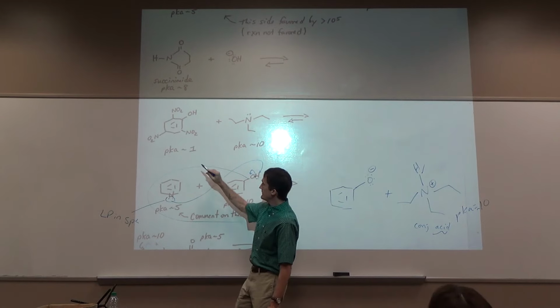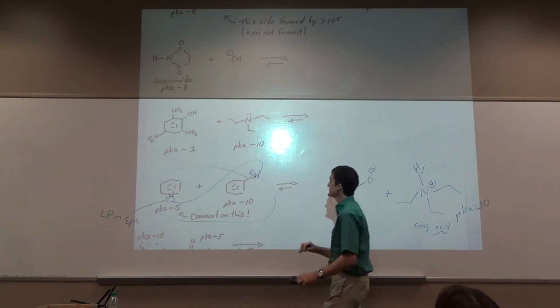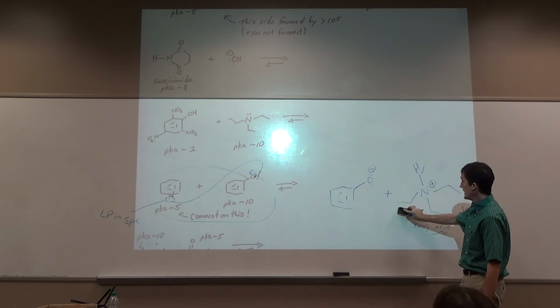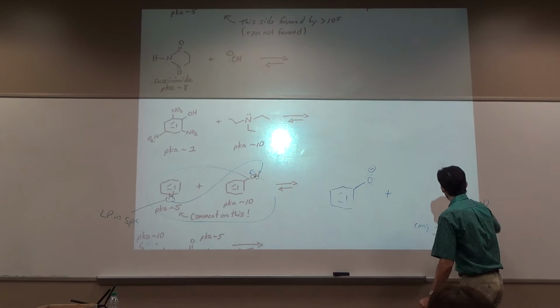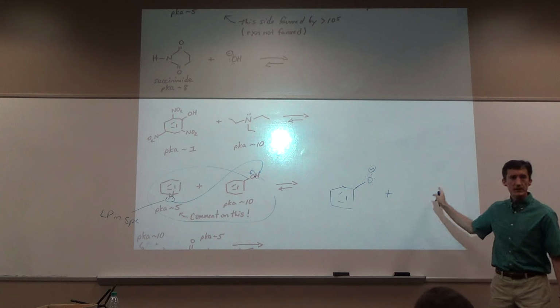Phenols usually have a pKa of about 10. This one is so acidic because of the 3 nitro groups. It's actually called picric acid because it's so acidic. You get that plus what? Please draw the other product.